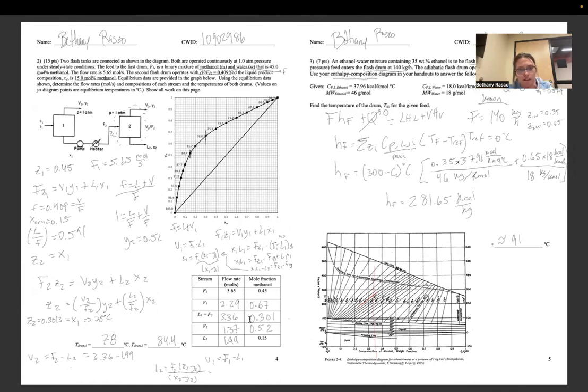And then I kind of just kept doing that for the rest. Like L1, the mole fraction 0.31. That's how I found all the mole fractions from the graph, and the flow rates were through mass balances.